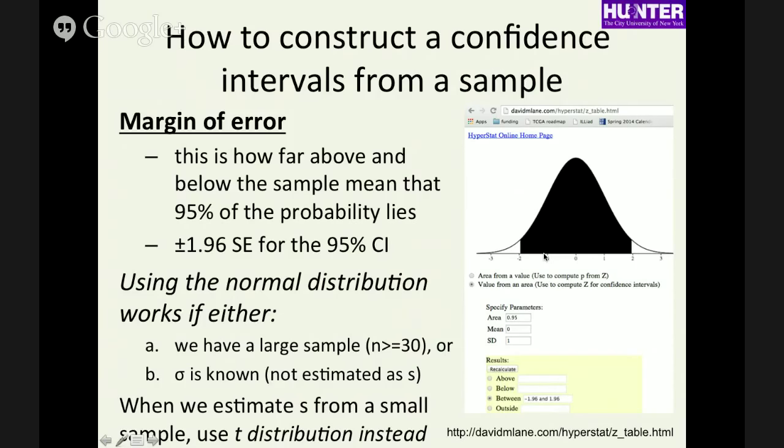Yes? You could use the empirical rule too. Yep, you can use the empirical rule for the 95 or the 99 or the 68% confidence interval, or you can use a z table for other values.